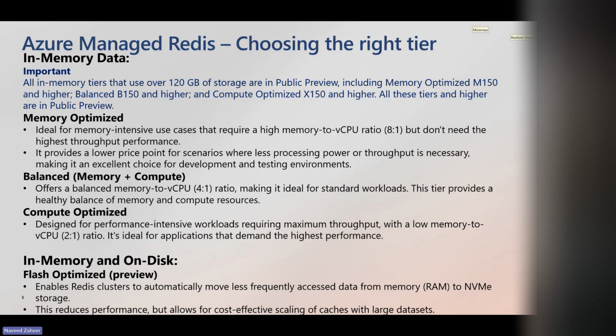So, for example, if your workload at a time was using memory optimized and then you want to go to balanced or compute optimized, you can change it based on the characteristics of your workload. That's the beauty of it, and we will look at it in the demo in a few minutes as well. So that's how these tiers are divided. As I said before, most of the in-memory tiers are GA. The flash optimized tier is in public preview because it uses disk to scale out.